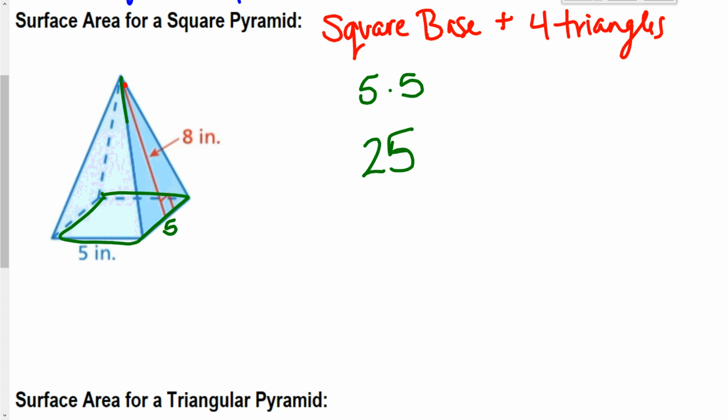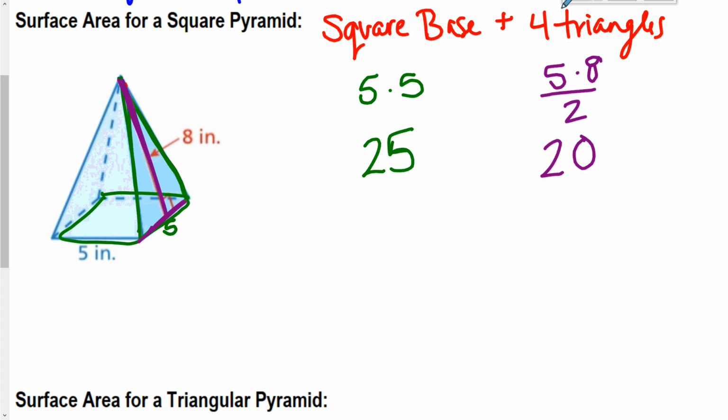Now I'm going to find the triangle. Again, when I do the triangle, I am looking at base times height. Make sure that you're not using these as a height. Make sure you're actually using what's called the slant height in the middle. So I've got 5 times 8. Divide that by 2. Well, 5 times 8 is 40. Divided by 2 makes 20.